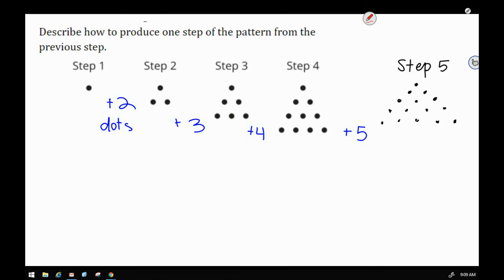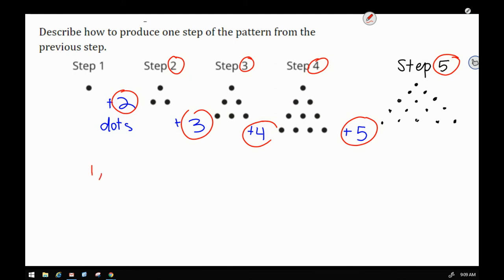All right, so when I went to step 2, didn't I add 2? And 3 added 3, and 4 added 4, and 5 added 5. That's such a coincidence. Okay, if I wanted to look at the sequence, here I have 1 dot, and then 3 dots, and then 1, 2, 3, 4, 5, 6.